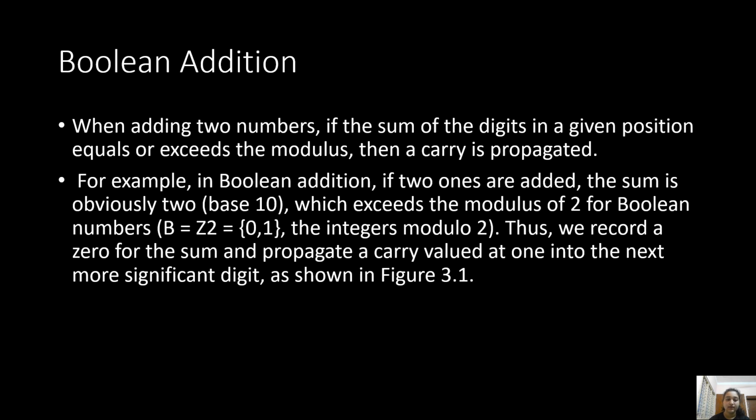Boolean addition. When adding two numbers, if the sum of the digits in a given position equals or exceeds the modulus, then a carry is propagated. For example, in Boolean addition, if two ones are added, the sum is obviously 2 base 10, which exceeds the modulus of 2 for Boolean numbers, Z equals {0, 1}, the integers modulo 2. Thus, we record a 0 for the sum and propagate a carry valued at 1 into the next more significant digit as shown in the figure.